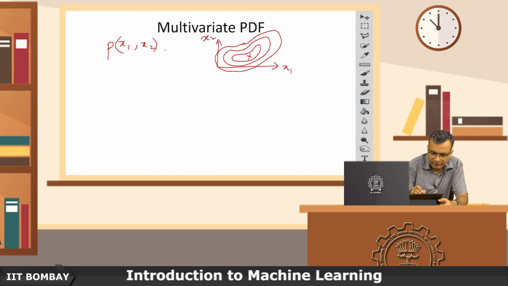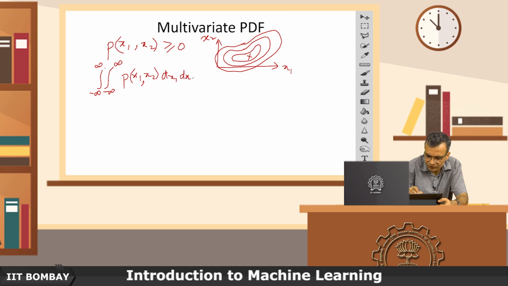So, here this will always be greater than or equal to 0, and if I take its double integral from minus infinity to infinity of p of x1 x2 dx1 dx2, guess what it will be? This will be 1.